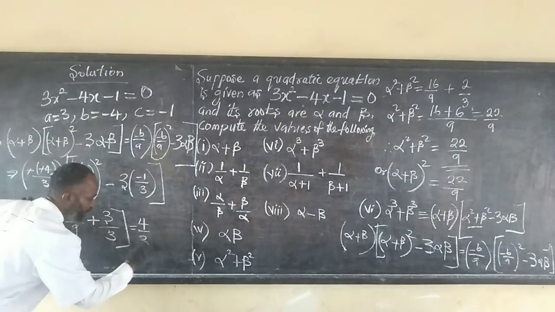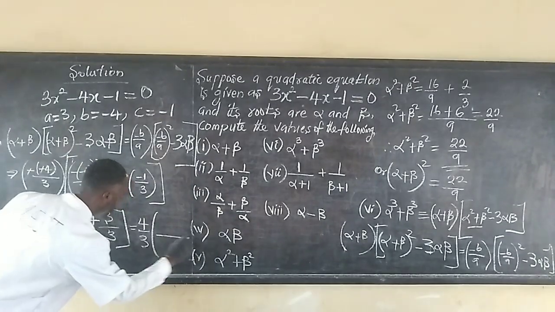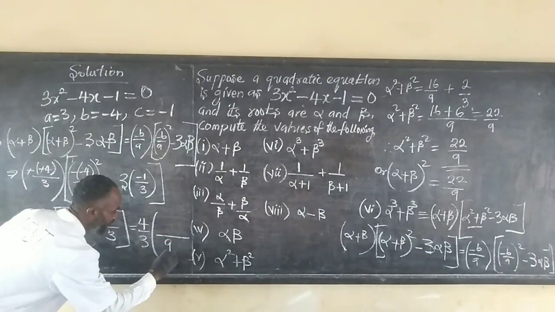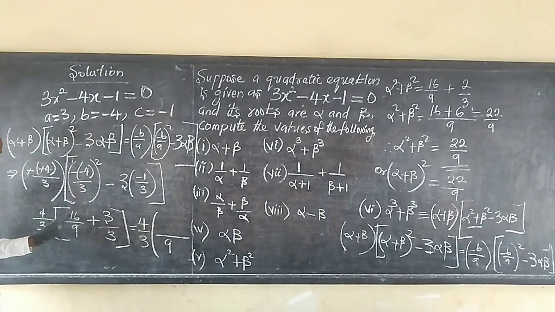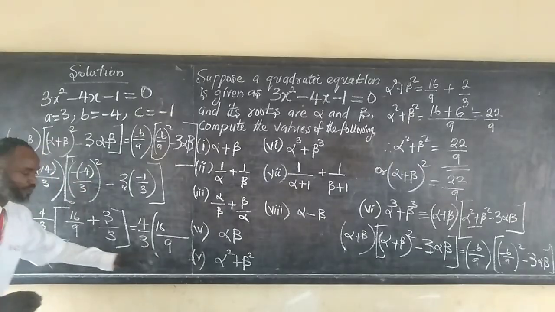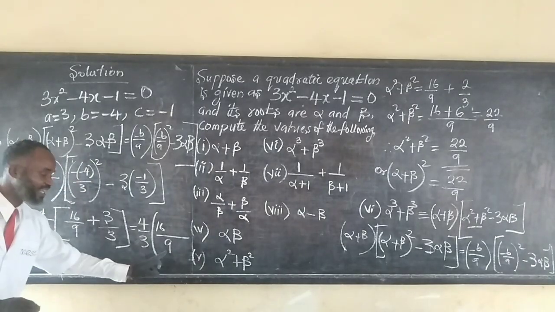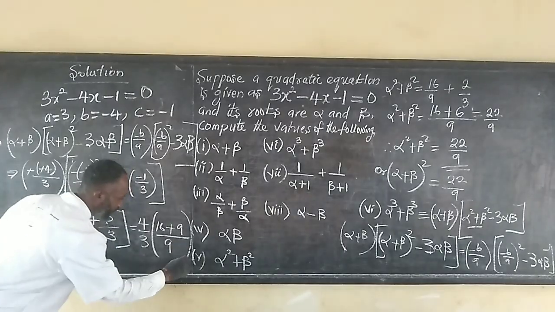The next thing we're going to do, we maintain 4 all over 3, bracket open. Look at this. If that is the case, it means we've got something important here. That means the LCM is 9. 9 against 9 is 1 times 16, so we hold on, that's 16. Then 9 divided by 3 is 3, and 3 times 3 is 9. So we have 9 here. Bracket close.